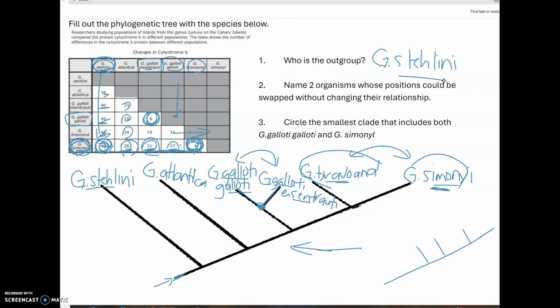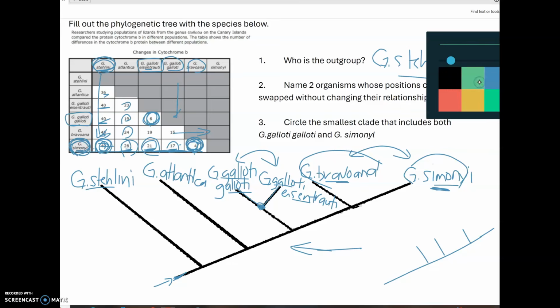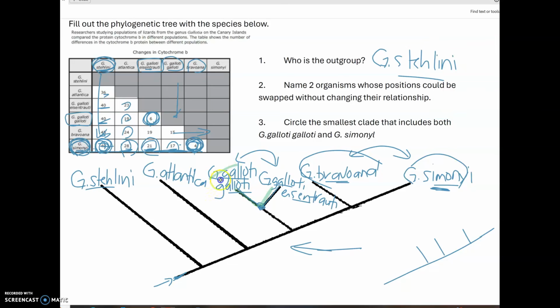2 organisms whose positions could be swapped. I'm actually just going to highlight them rather than trying to write that out because it is kind of challenging to write on this board. So these 2 could be swapped. Galati with Galati Eisentraudi. Or these 2 could be swapped. So just these 2 with each other or these 2 with each other. Again, anything that's on a single node, it would not change its relationship to everything else. So you could change these 2 with one another or these 2 with one another, and it wouldn't change anything.